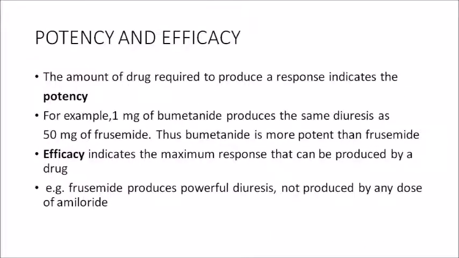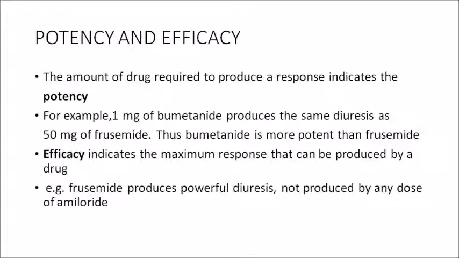Now coming to two similar terms which may confuse us, potency and efficacy. So what is potency? It is the amount of drug required to produce a response. To get a response, at least this much amount of drug is required. So if we have to get the effect of diuresis, 1 milligram of bumetanide is enough to produce diuresis, whereas at least 50 milligram of furosemide is required to produce diuresis. So which is more potent? Obviously, bumetanide is more potent, meaning to say with a very minimal amount of bumetanide, that is 1 milligram, it can produce a response called diuresis.